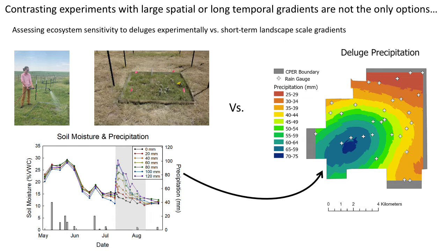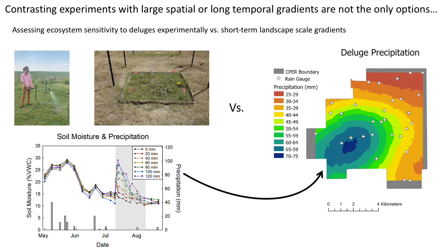One can contrast these sorts of experiments with natural gradients in rainfall that occur in our part of the world. We tend to get very intense thunderstorms that are also very localized. This is just a map of the grassland site we work at, and a map of the gradient of precipitation amount that fell during an individual thunderstorm in the afternoon.